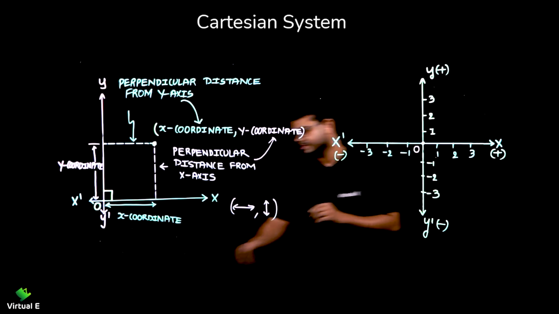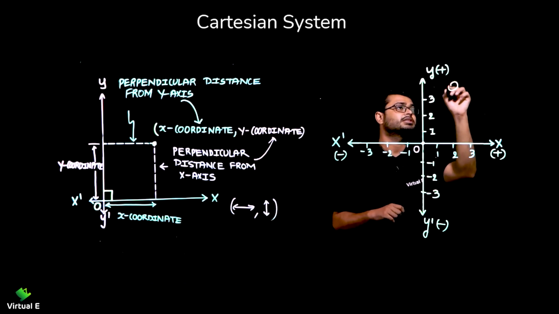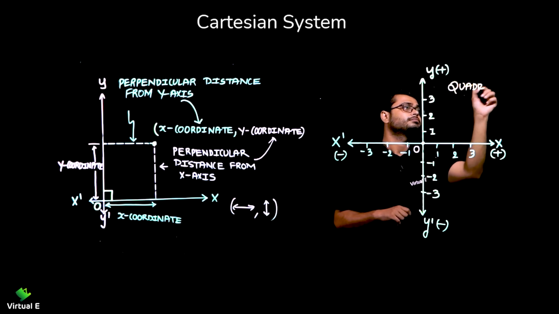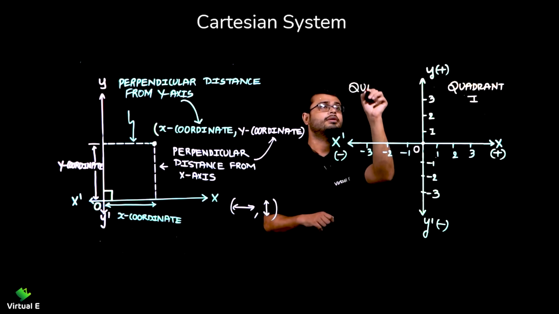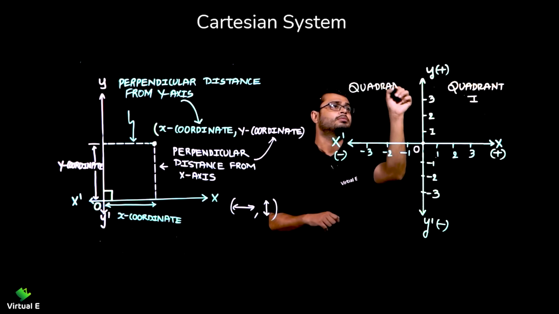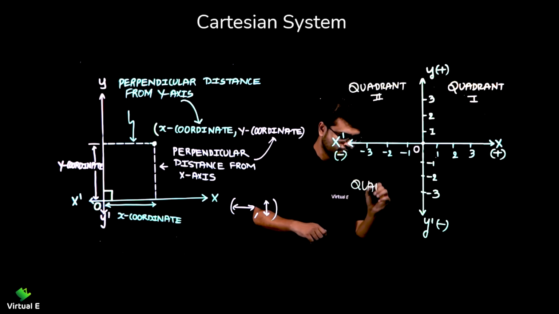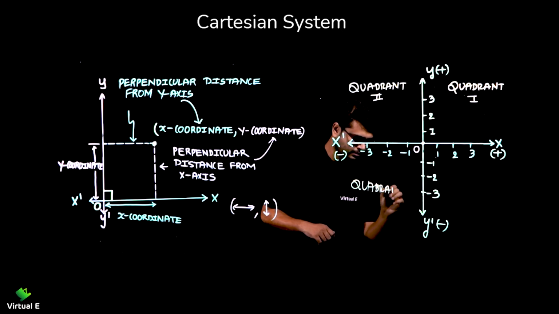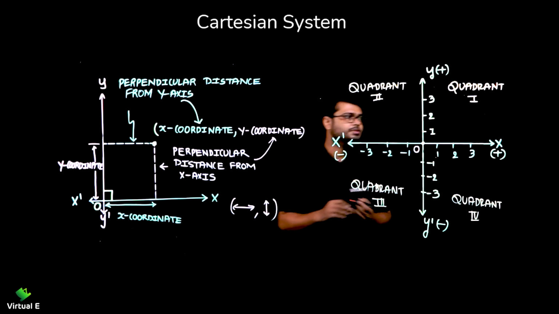Now come to the quadrants. We discussed that there are 4 quadrants in the Cartesian system. Let's say this is quadrant 1, then quadrant 2, then quadrant 3, and finally quadrant 4, right? There are 4 quadrants in the system.